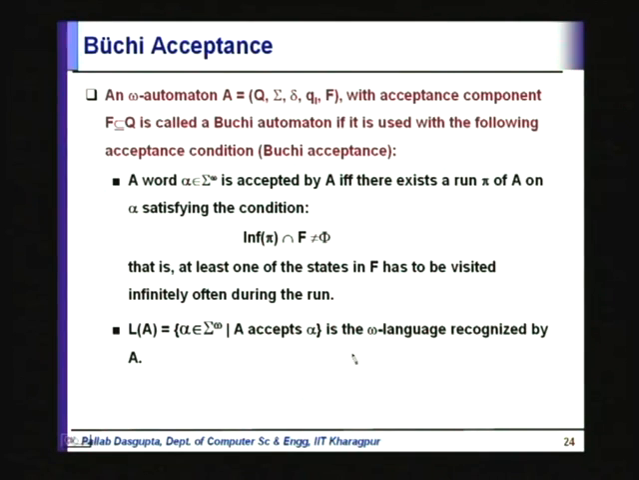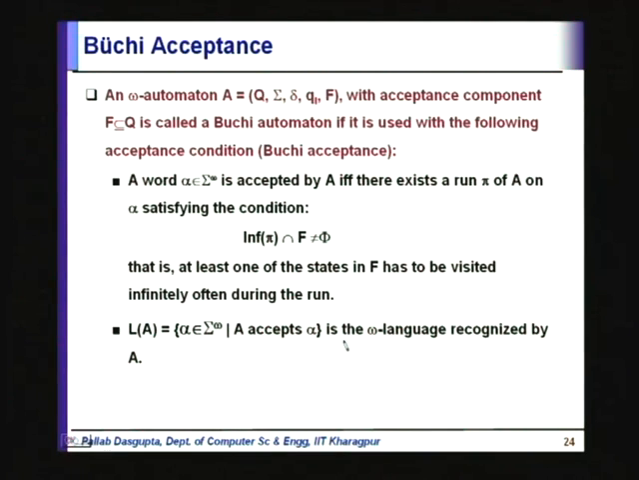Therefore, the language which is accepted by this automaton is L(A) equal to alpha belonging to sigma omega such that A accepts alpha. This is the omega language recognized by A.